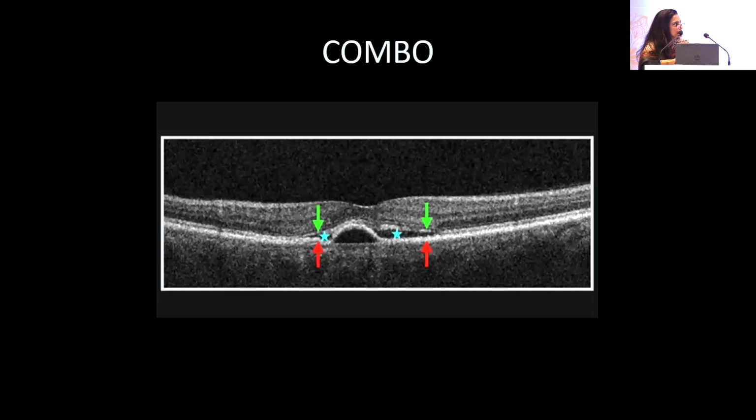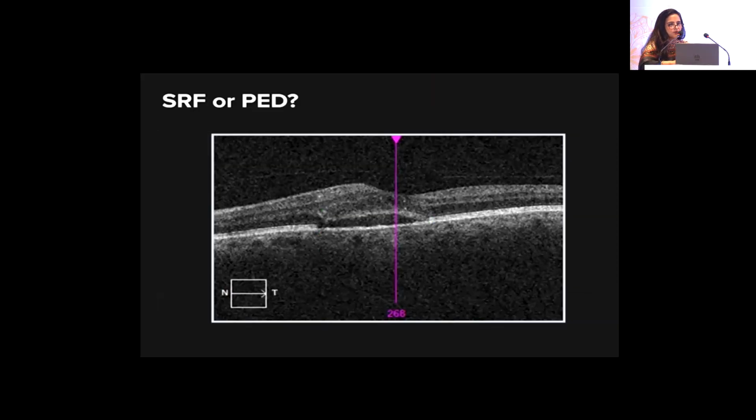This is a combination. You can see a combination. This is the pigment epithelial detachment and this is the subretinal fluid here. This line here under the pigment epithelial detachment is the choroidal layer. So this is how you would diagnose a subretinal or a... So to the audience, is this a subretinal fluid or is it a pigment epithelial detachment? Anyone?